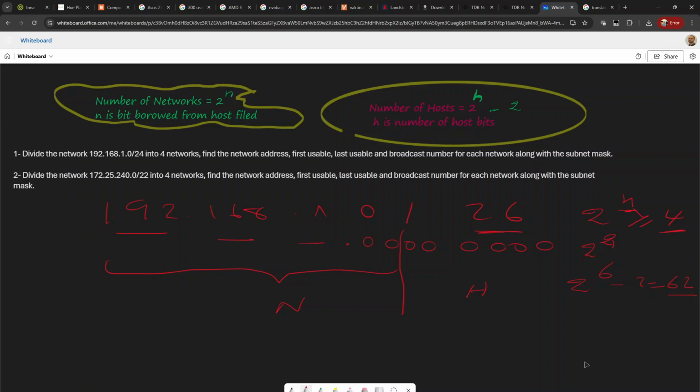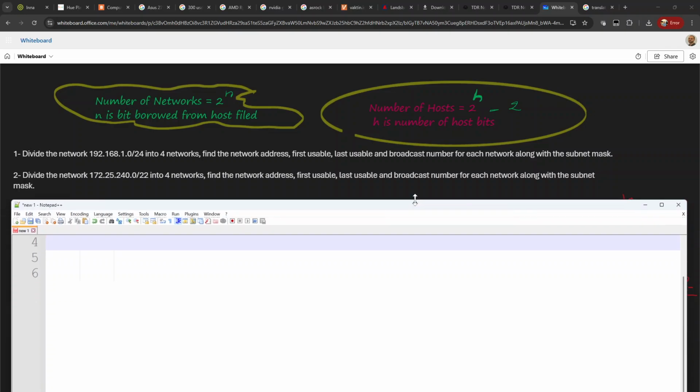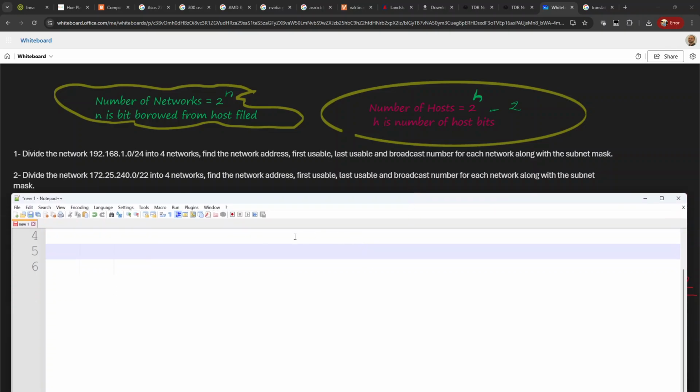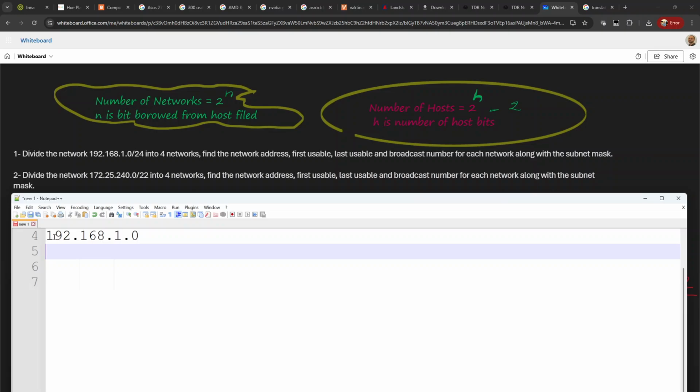Let's bring Notepad++ back, and let's do this right now. So I'm going to write the IP address, 192.168.1.0. The /24 is right here at the end of the third octet. Then I'm going to write the host bits. The host bits are 8 bits. So I'm going to write 0 from decimal to binary. I'm going to write it like this.